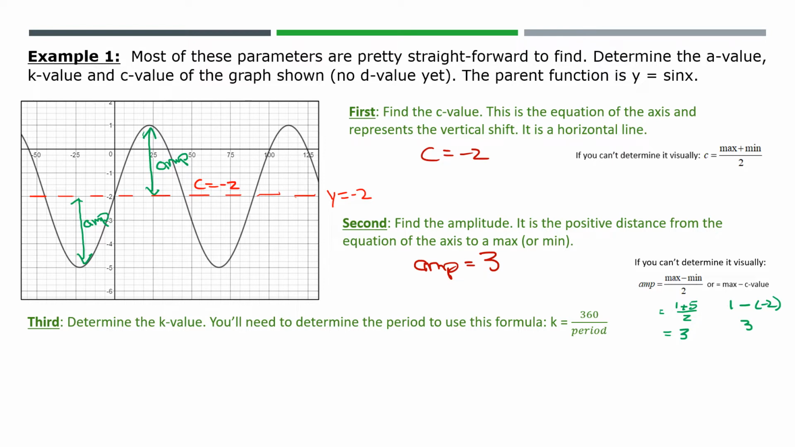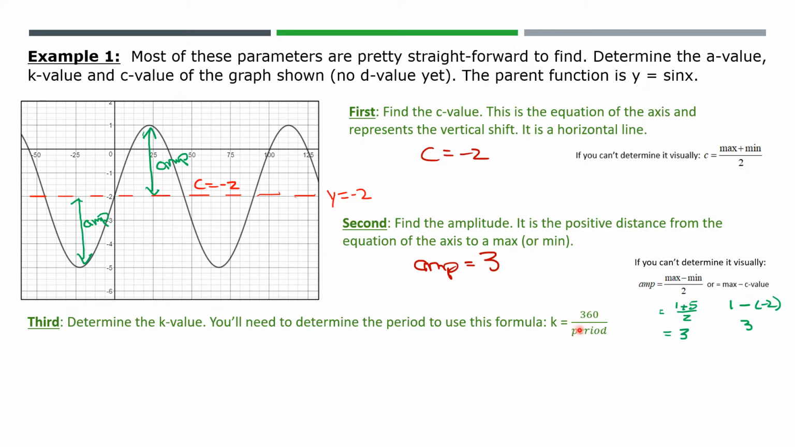Third is to determine the k value. You'll need to determine the period to use this formula. This is the formula we've talked about. The k value is equal to 360 divided by the period. 360 because the parent function has a period of 360 degrees.